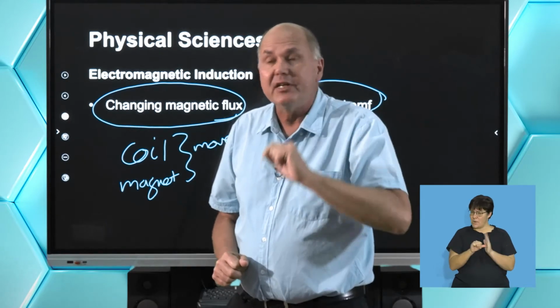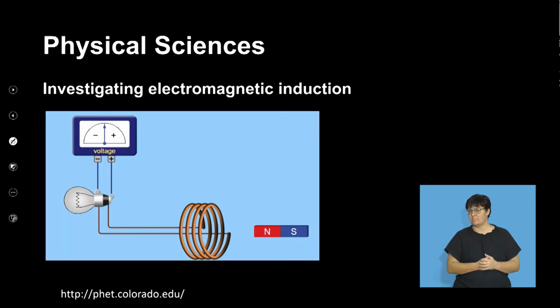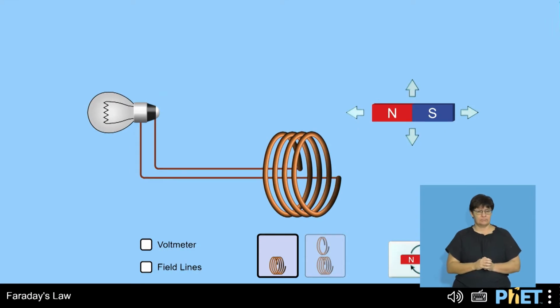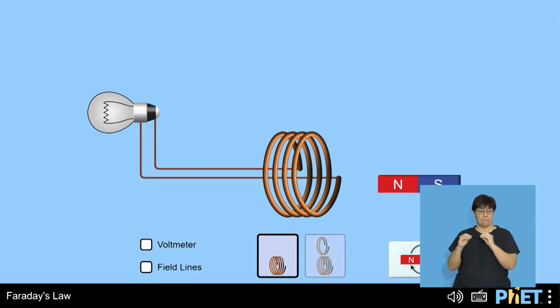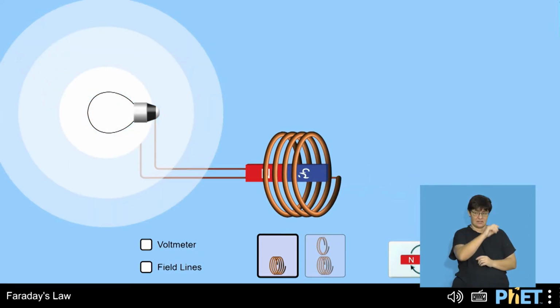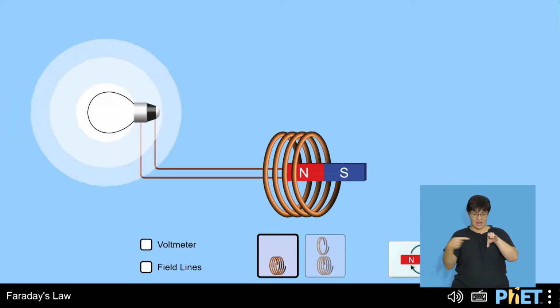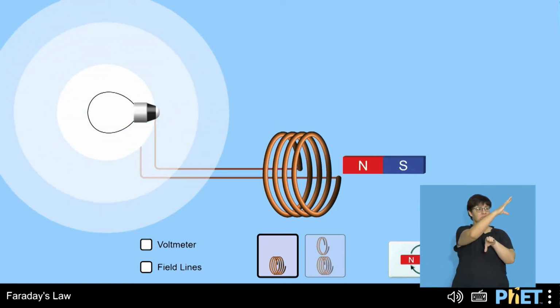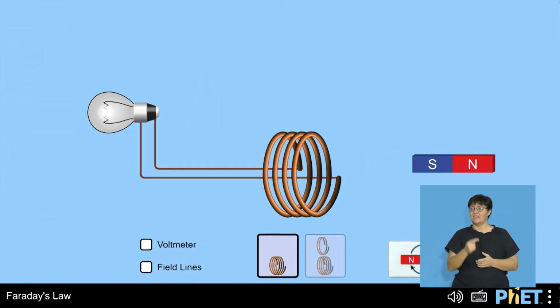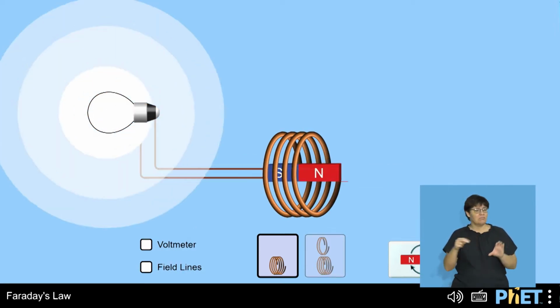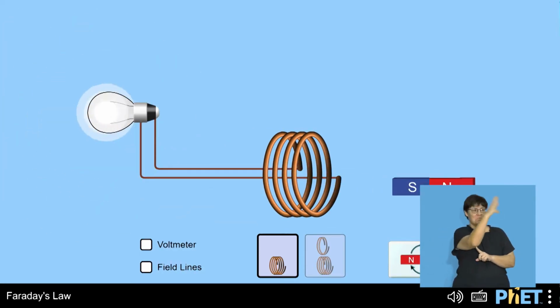So let's just go and explore this. Now, we can't do it in detail, but we have a simulation, so let's go and have a look at the simulation. Here's my magnet, and I've made it really simple. I've connected this coil to a light bulb, and I'm simply going to move the magnet in and out of the coil. And what you notice is as I do that, the light bulb goes on and off. Now, if I turn the magnet around, it doesn't make any difference. It still goes in and out and makes the light bulb shine.